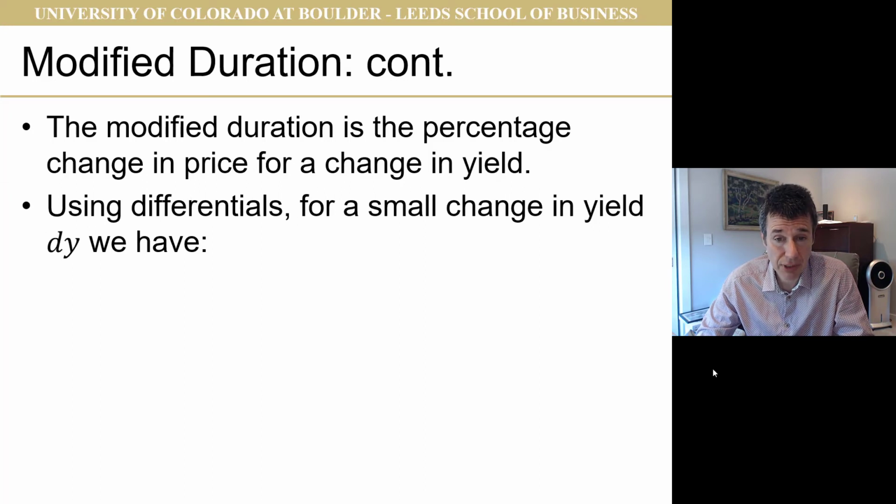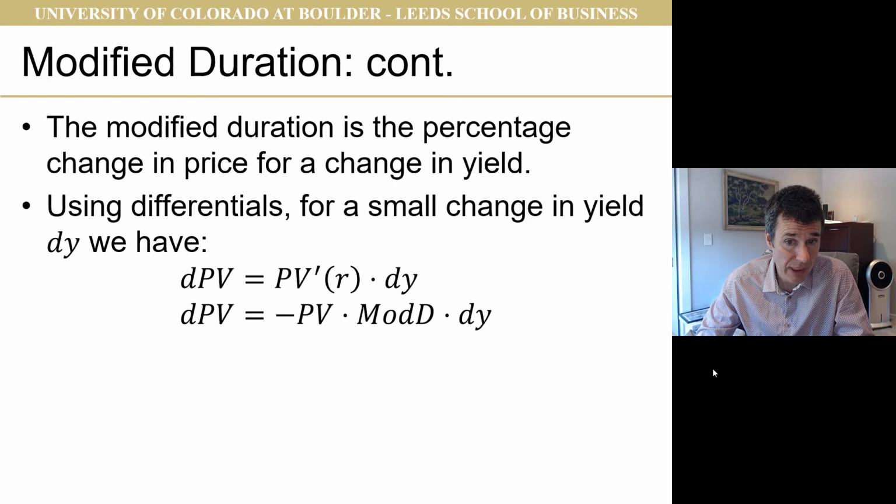Now, using differentials, for a small change in yield, dy, we have dPV is PV prime of y times dy, which means dPV, again, we're estimating how much the present value of a bond position changes, is equal to negative PV times modified duration times dy.